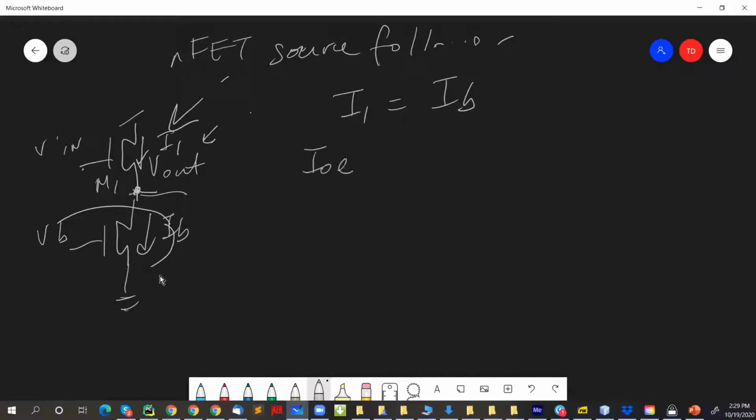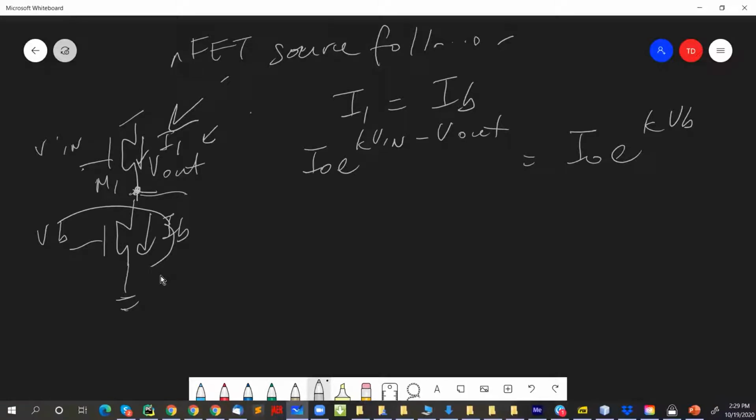So that would be I naught e to the power of capital V in minus V out. Again, we're going to assume that these transistors are all operating in saturation. Okay. And then you can write it for IB, and IB is going to be I naught e to the power of capital VB. And then the VS here is ground, so I'm going to drop it.